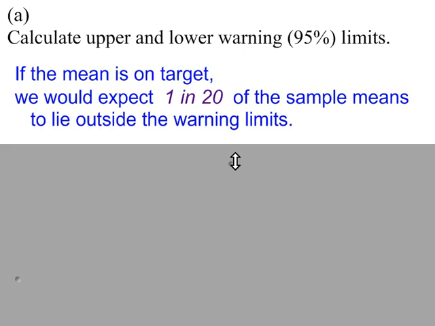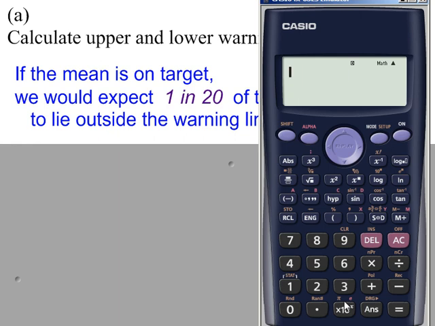So to calculate the upper and lower warning limits, which means that if the mean is on target, we would expect 1 in 20 of the sample means to lie outside the warning limits. 1 in 20 is 5%. So 95% of sample means will lie within the warning limits. Here's a quick calculation to show that 1 in 20 times 100 to convert to percentages is 5%.